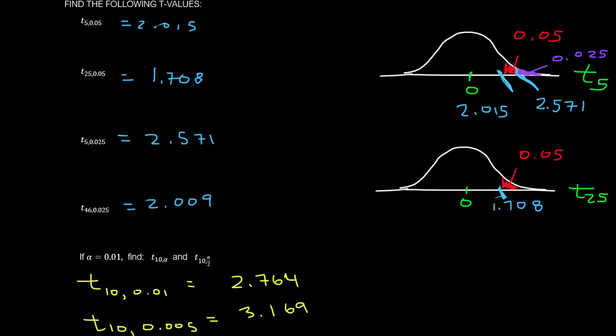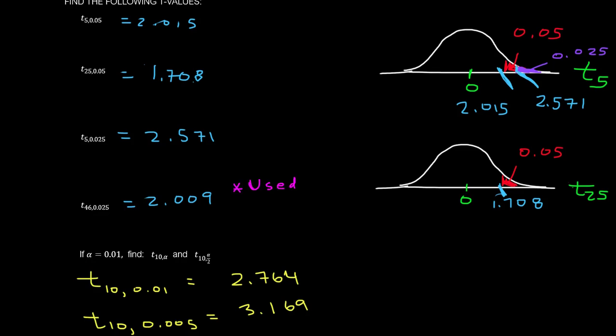That concludes a quick demo on how to use the t-table. I did want to mention that we used the closest degrees of freedom when it's not written on the table. In the next video, we're going to put all of this together so that we can see a formula for a confidence interval for a population mean, and that's going to incorporate using the t-table.